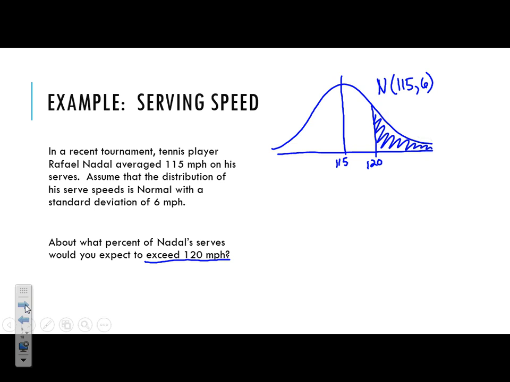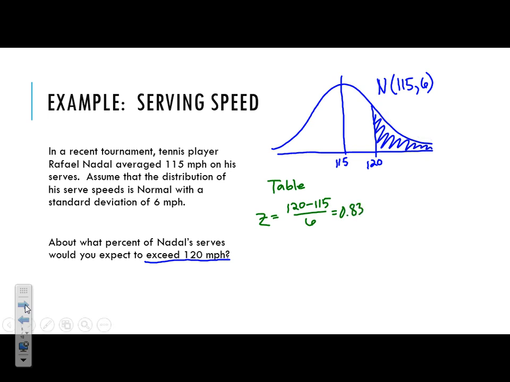So let's start out, all right, how would we do this using the table? Okay? Well, the first thing that I would need if I'm going to use the table is the z-score. All right? That's what I have to look up on my table. So if we calculate our z-score here, we've got a value of 120. We're going to subtract the mean of 115, and our standard deviation was 6. So this is going to give us a z-score of 0.83.